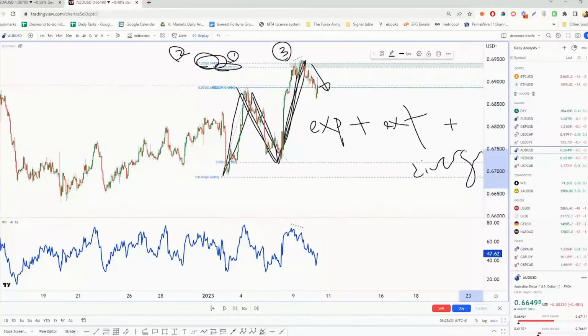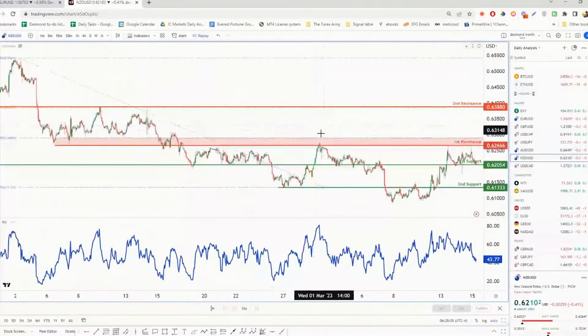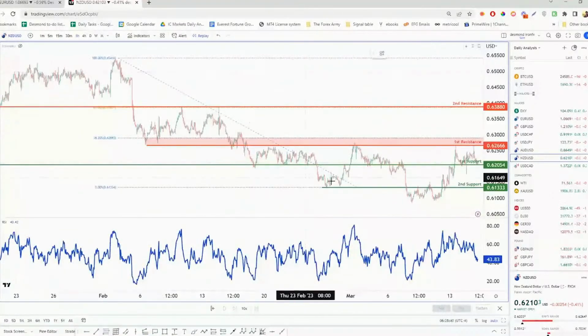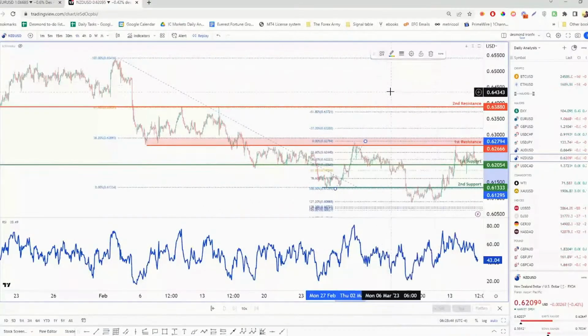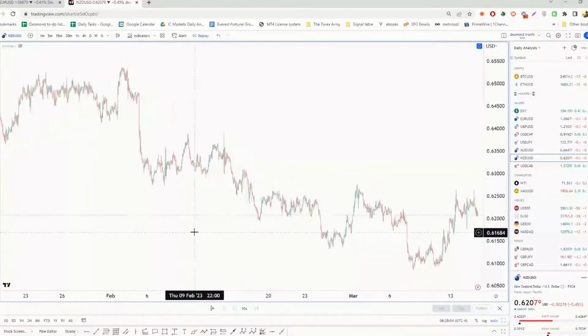Let me try to look for a couple more examples. So we got Kiwi dollar. Okay, there we go. This example, I should be able to show you a little bit more confluence over here.